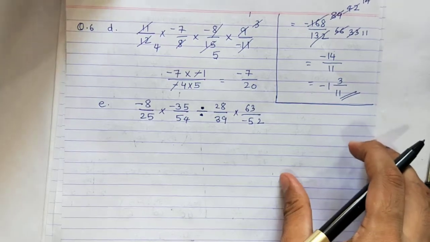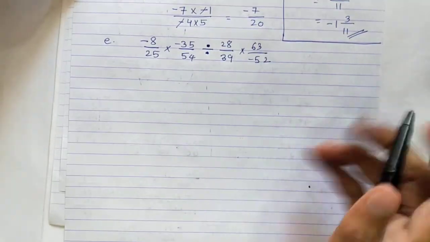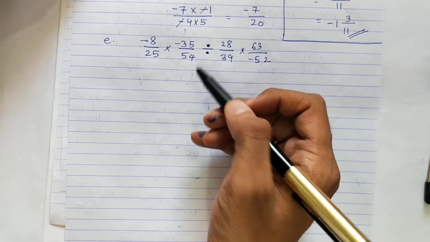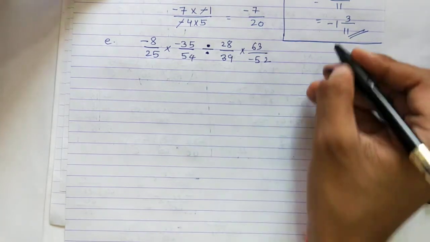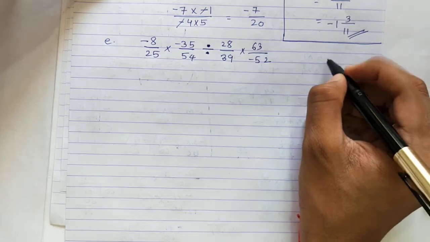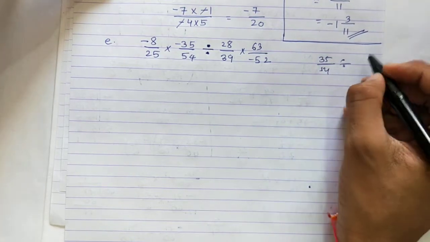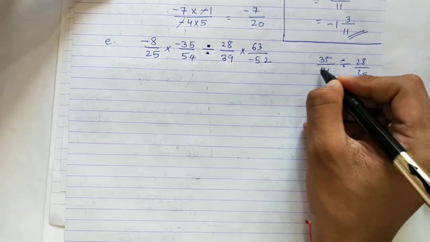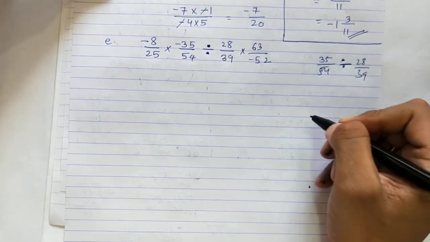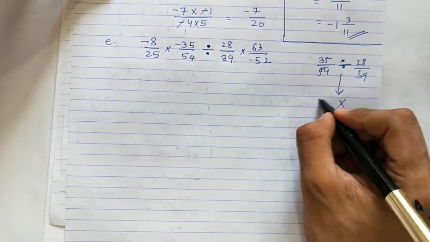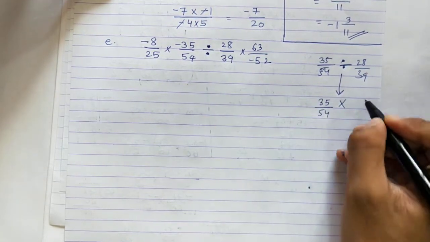Now this is the question. In this question, there is one small change. There is a division sign here. Okay. So in exponents, we had studied one rule. I'll again like you to remember it. That if, for example, I have 35 upon 54 divided by 28 upon 30. If I have a division sign, I can change this division sign into multiplication.